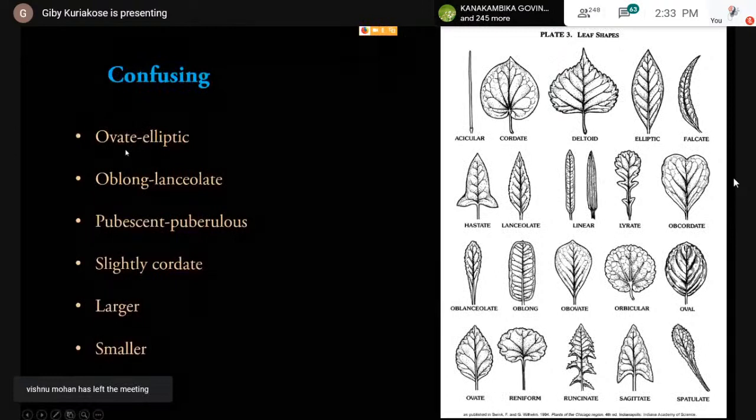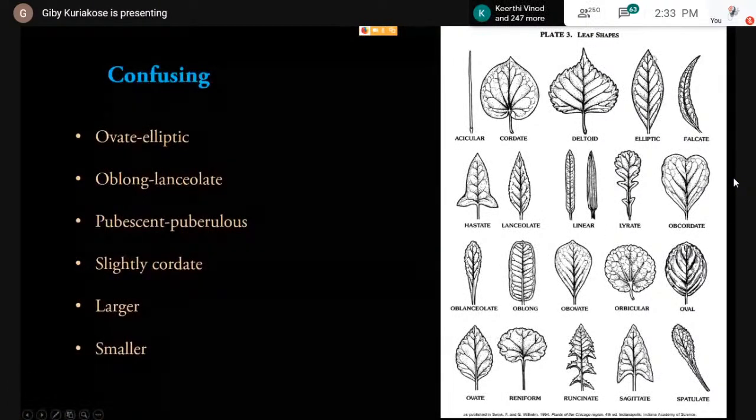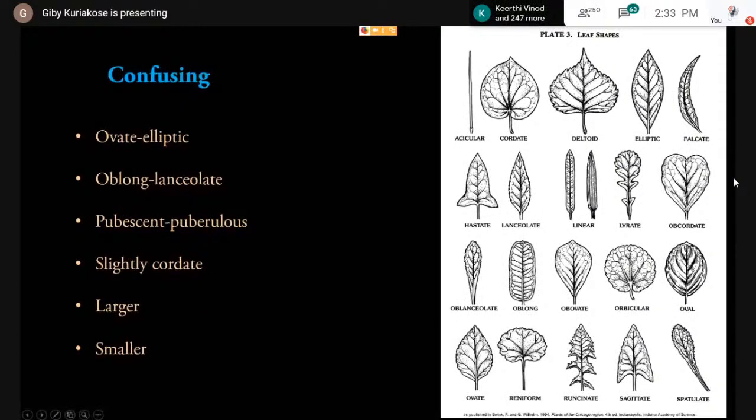These are some of the terminologies used in Flora of the Presidency of Madras by J.S. Gamble. So instead of one shape like ovate, or another shape like elliptic, ovate is here, and elliptic is here. When you deal with these two characters, there are very minute differences. In ovate, the maximum width is towards the base, and in elliptic, the maximum width is at the center.